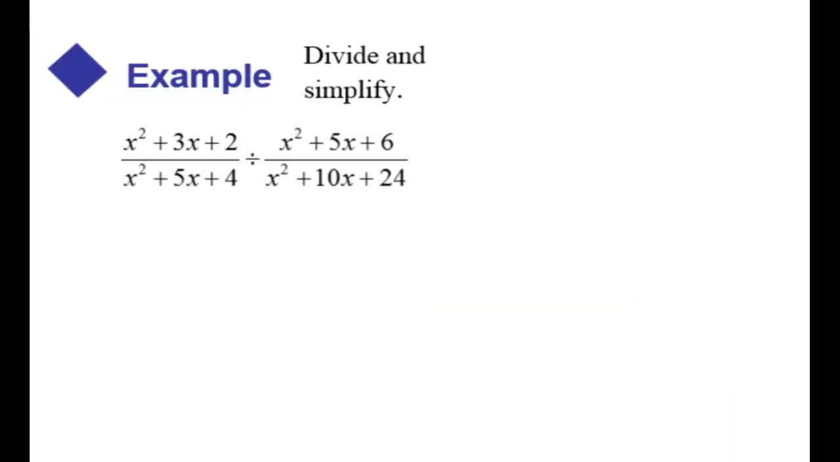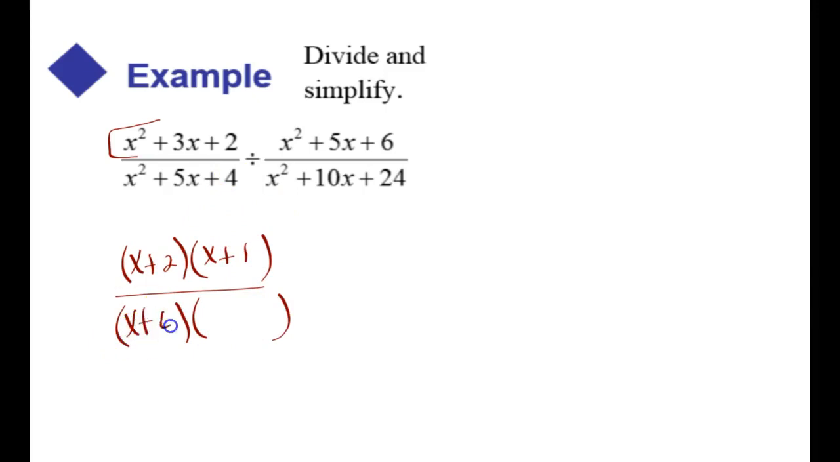Last example, I'm going to try to start factoring everything. So this numerator in the upper left, factors of 2 that add up to 3 are x plus 2 and x plus 1. In the denominator, factors of 4 that add up to 5 are 4 and 1. I'm going to hit times, and then in the denominator, what was in the denominator becomes the numerator, because instead of dividing by a fraction, I'm going to multiply the reciprocal.